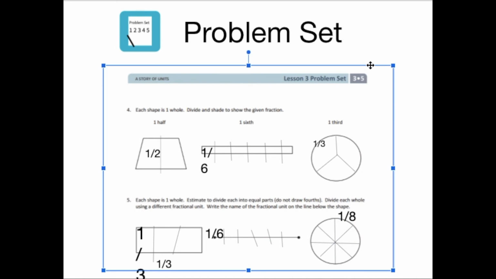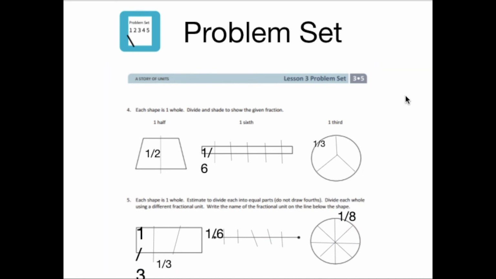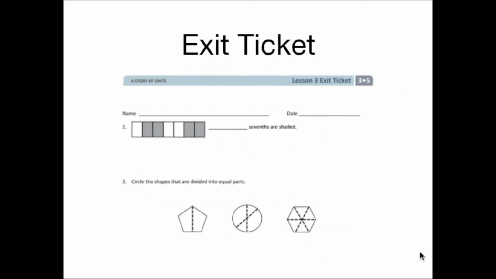Once again, if you guys have any questions about the couple questions that we did for our problem set, please go ahead and email me personally or send me a message on Dojo. We've come to the end of our lesson, and typically we do an exit ticket. So instead we'll do an exit ticket together.